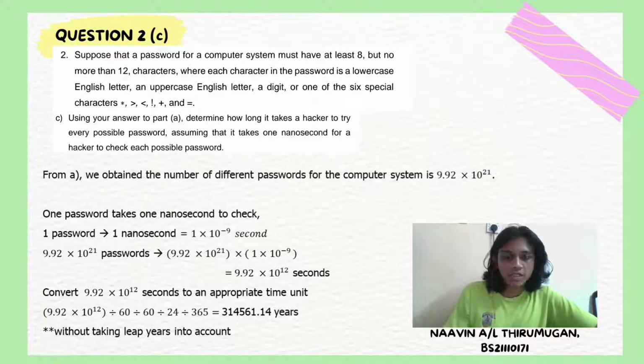Okay, question 2C. Using the answer of part A, determine how long it takes a hacker to try to check each and every possible password, assuming that it takes 1 nanosecond for a hacker to check each possible password.